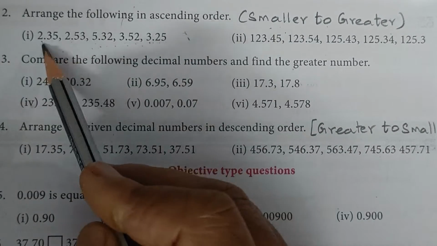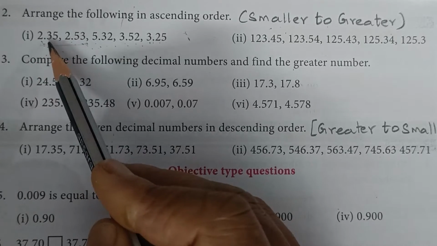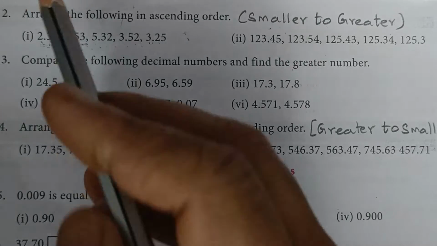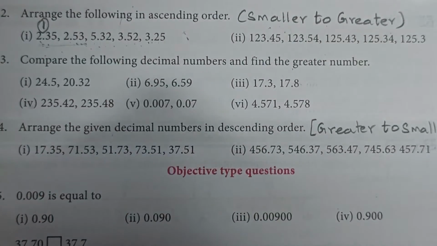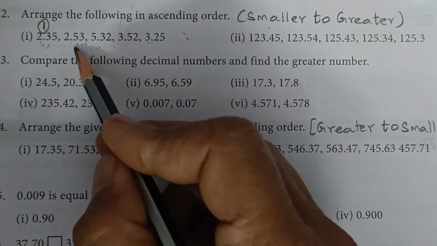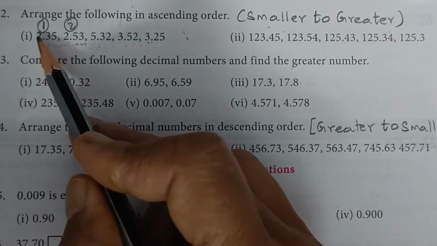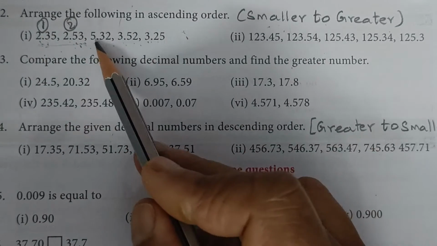In whole number 2 itself, we have two numbers. So in these two, compare the tenth place. 3 tenths, 5 tenths. Which is smaller? 3 tenths is smaller. So this is the first smallest. You have to write this number first. Then next, naturally, 2.35 is the smallest one, and next is 2.53.